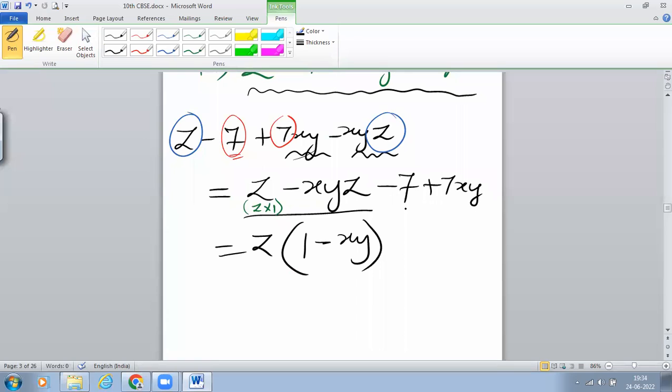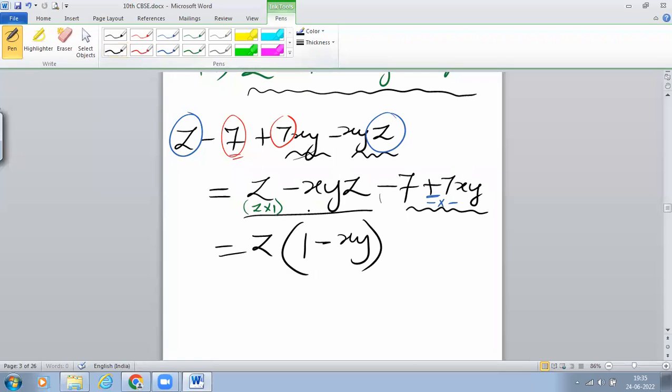Similarly, in the third and fourth terms, what is common? 7 alone is common. So I'm going to take minus 7 common outside. Before that I want to tell you one thing: the meaning of plus is minus into minus. Minus into minus is plus, yes or no?